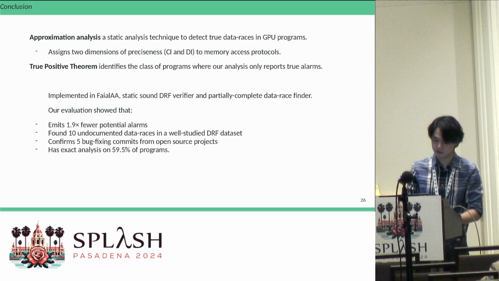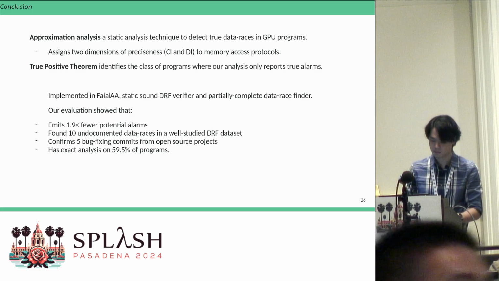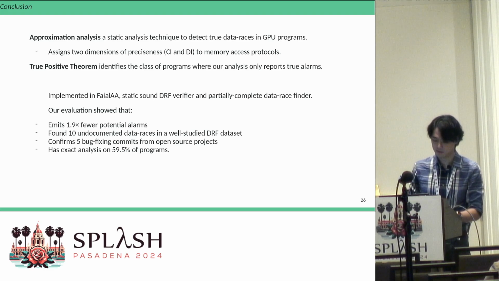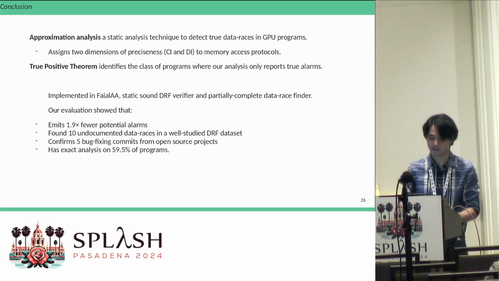We implemented these techniques into PhiLAA, which is the first sound static DRF verifier that's also partially complete as a data race finder. Our evaluation on PhiLAA shows that it emits 1.9 times fewer potential alarms, and we found 10 undocumented data races in a well-studied DRF dataset. We confirmed 5 bug fixing commits in real-world open source projects, and our analysis is exact on 59% of kernels.